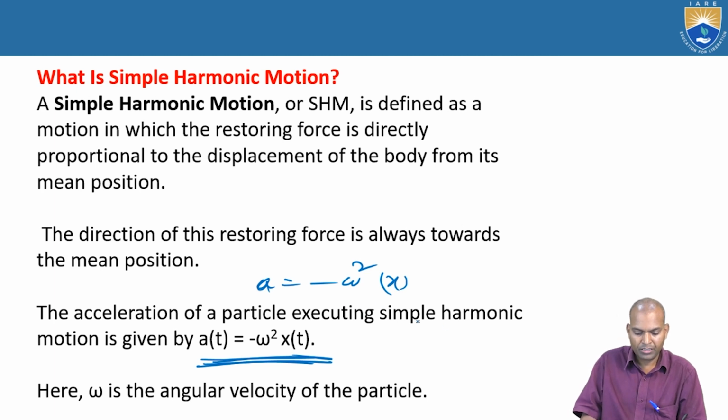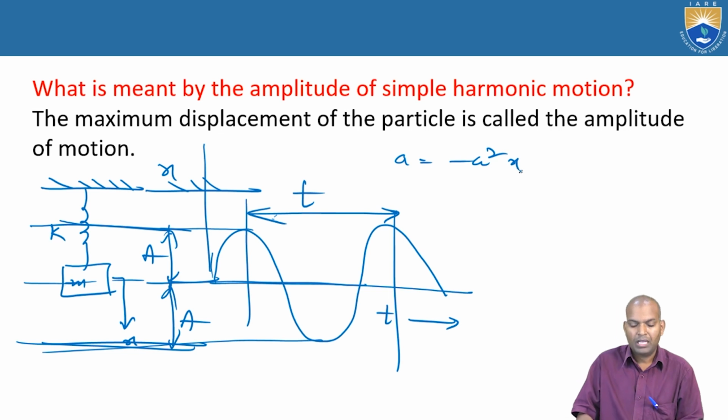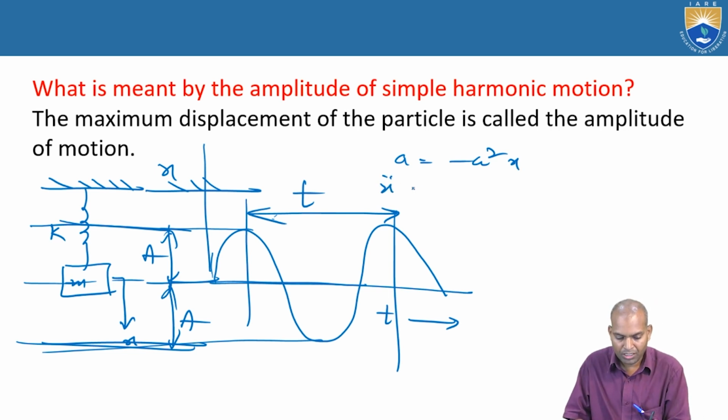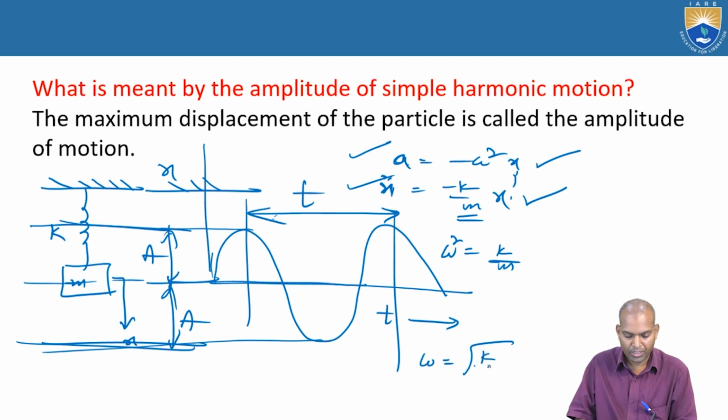Now as I mentioned here, a equal to minus omega square x, and if we compare with x double dot equal to minus k by m times x. If we compare these two equations, one is related to simple harmonic motion and another one is the equation of motion. Now this is also acceleration, x and x, a and a. So omega square equal to k by m and omega equal to under square root of k by m.